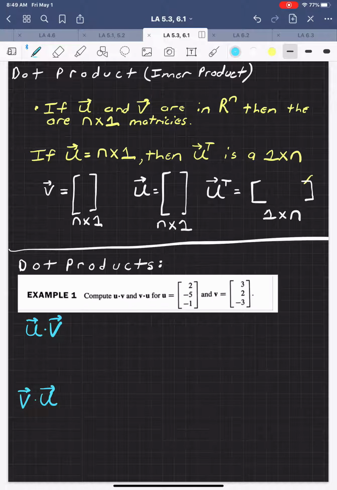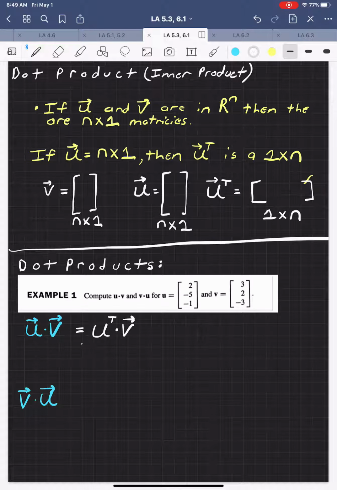So we're going to go ahead and answer example 1. We're given the definition of U, and we're given the definition of V. So when we are asked to compute U dot V, the way we should think about that is being asked to compute U transpose times V. Okay, so that is going to allow us to actually do this.